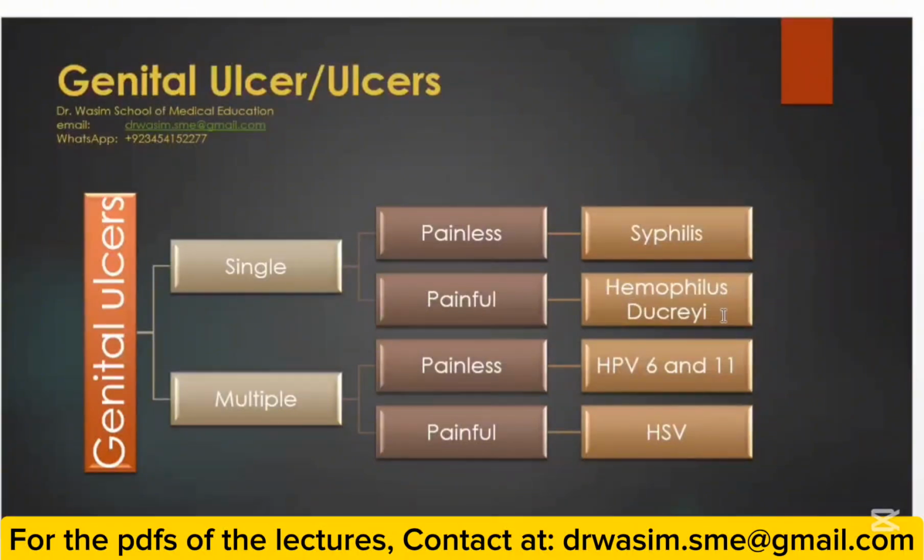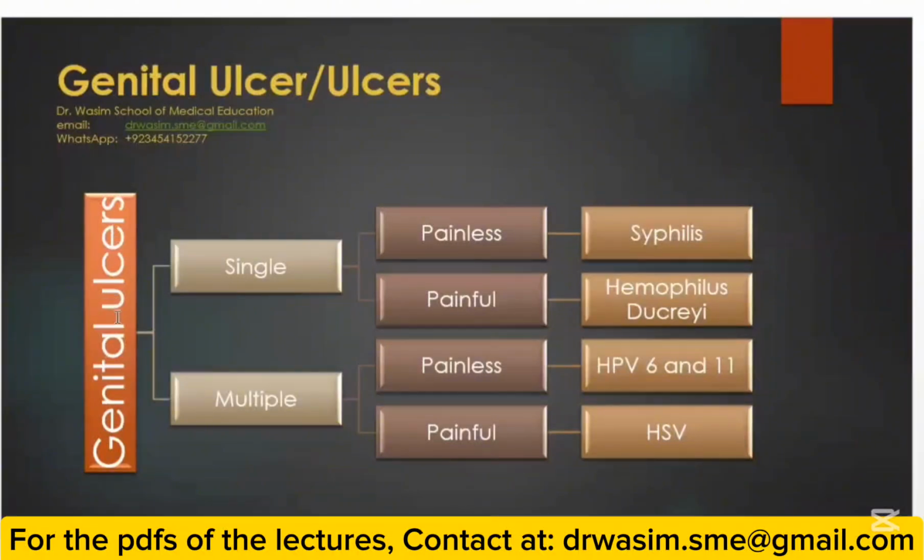Or more accurately, we can say if the genital ulcer started as single and is painful, then this is because of Haemophilus ducreyi. Because later the infection or the lesion of Haemophilus ducreyi may convert into multiple genital ulcers, but initially it started as single.